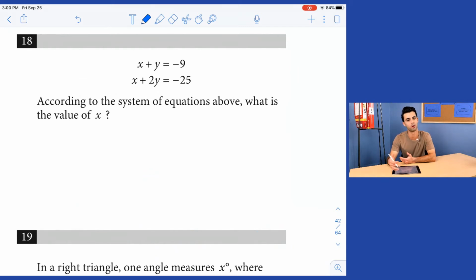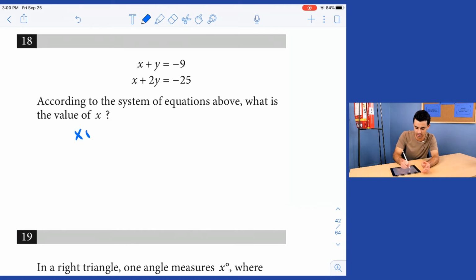Here we have another example of a system of linear equations problem. The first one was a word problem, but here they simply give us the equations, and those are x plus y equals -9 and x plus 2y equals -25. And it says, according to the system of equations above, what is the value of x? Well, in the previous question, we used elimination. Let's go ahead and solve this one with substitution.